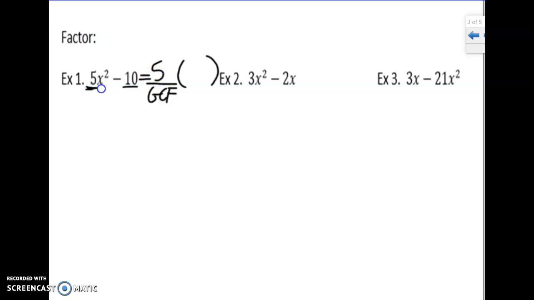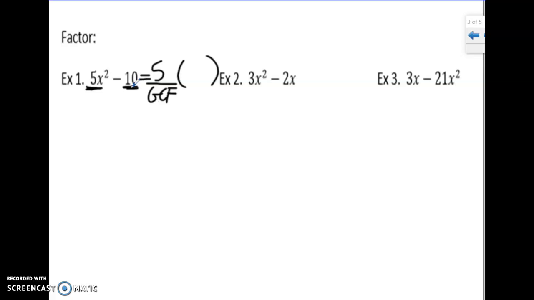Now when this first term has an x squared and this doesn't have any variable at all, they can't have that in common. So again, you think of a binomial as two things and it's got to be in both things. So the GCF for this is just 5.